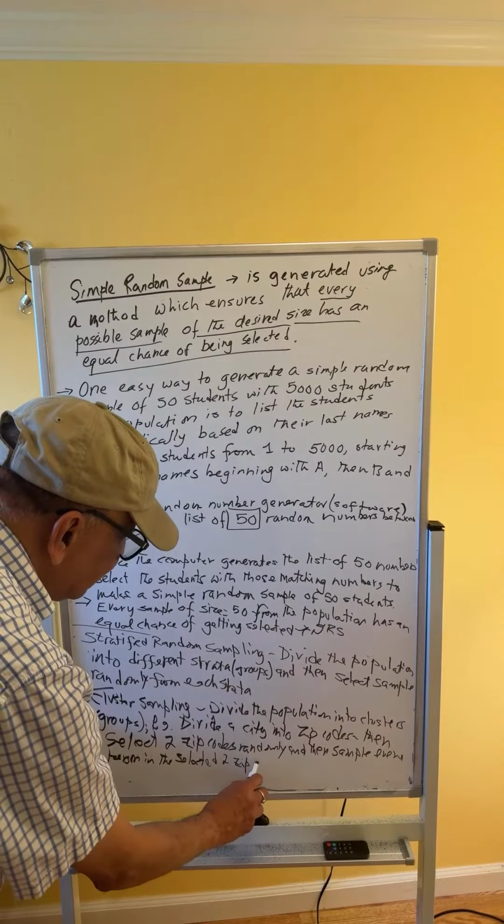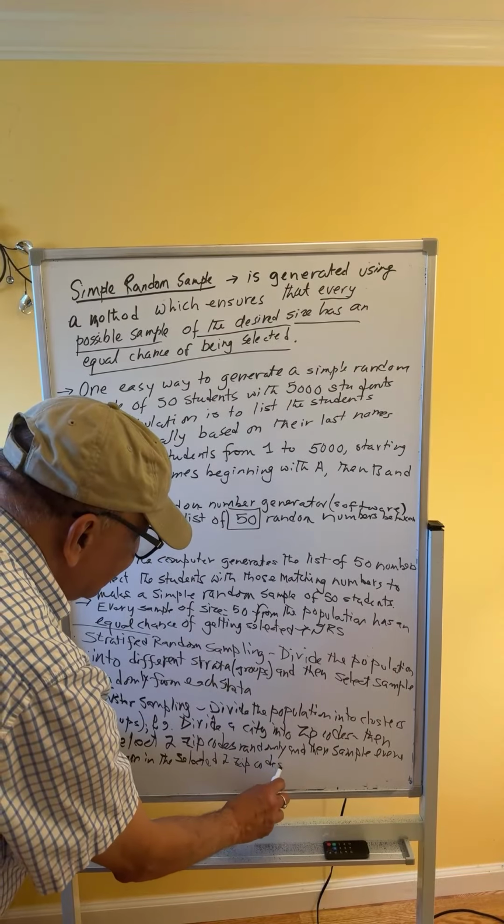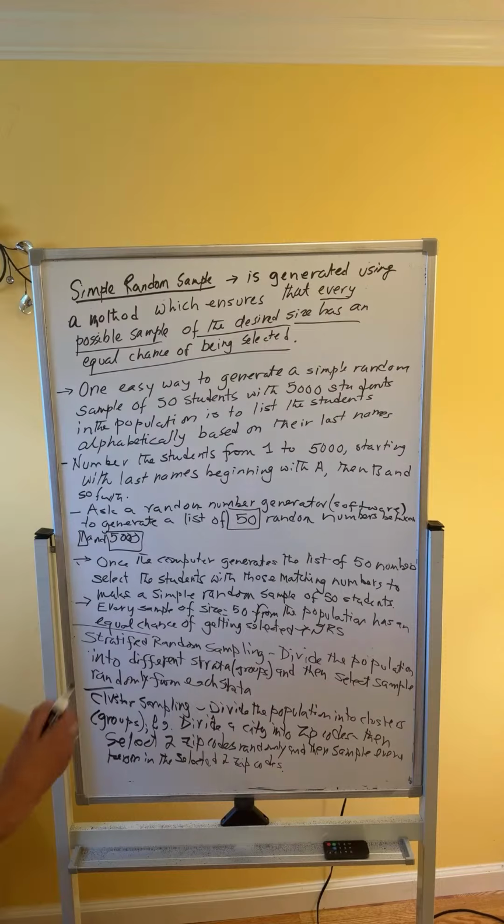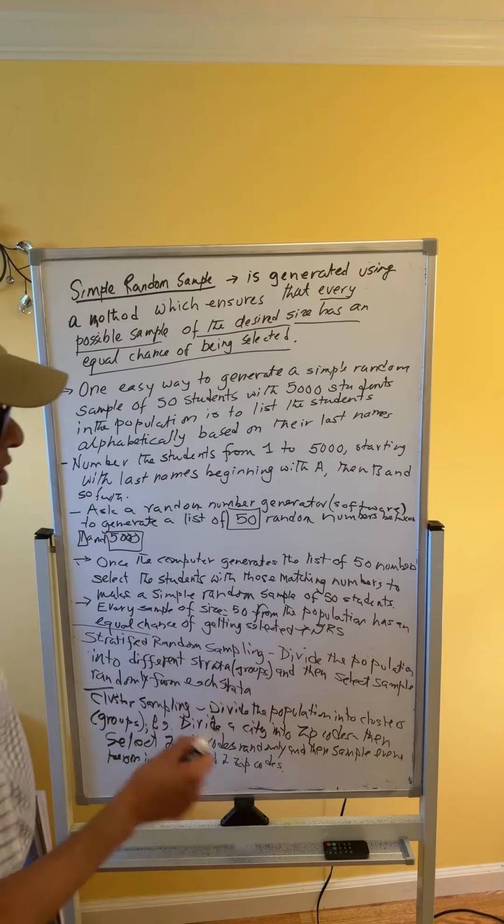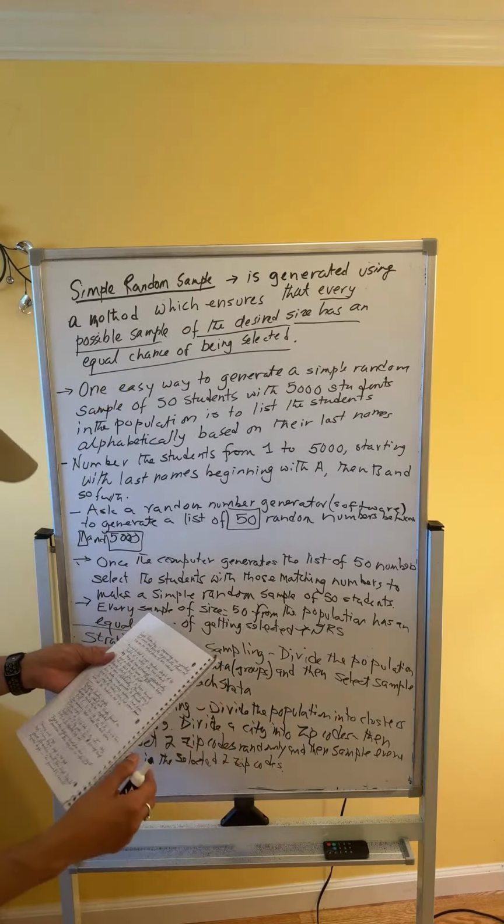Why do we adopt this process? Because the city is huge. It may consist of 10 zip codes. Lots and lots of population. We cannot contact all of them. We are restricted by time.